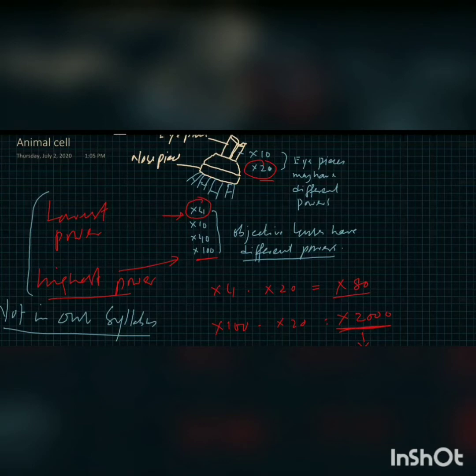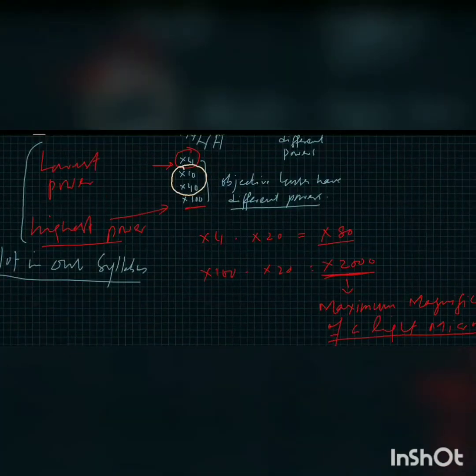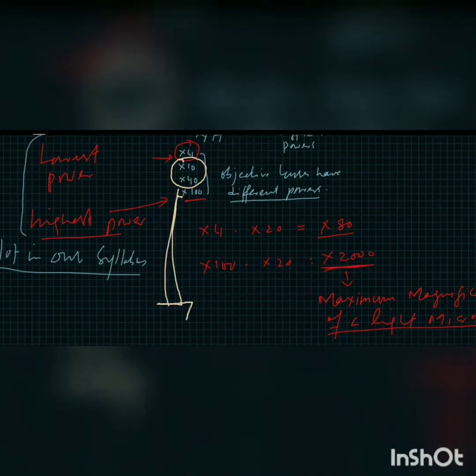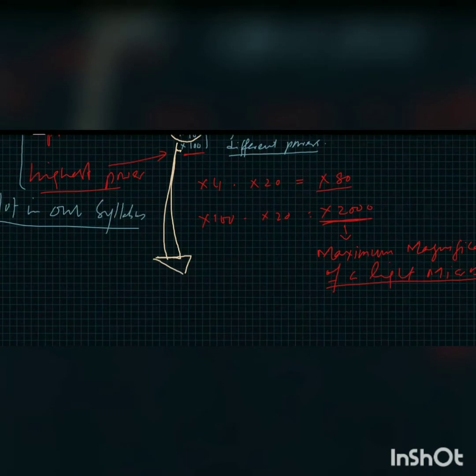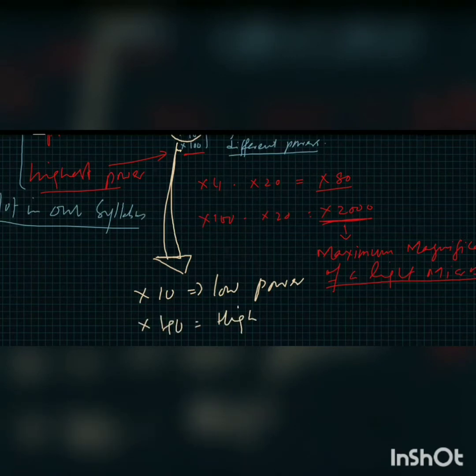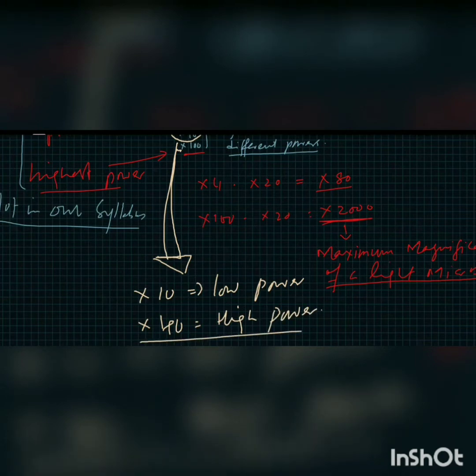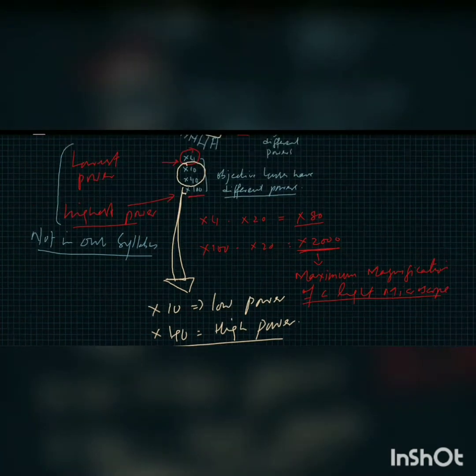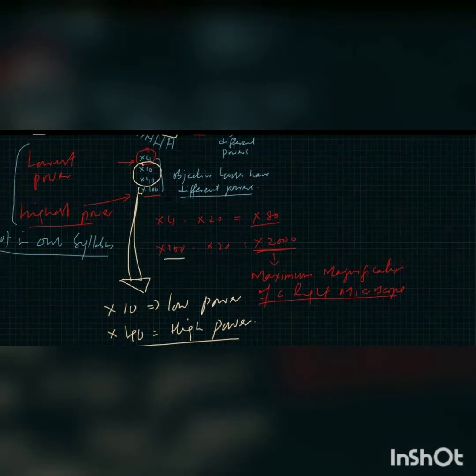Thank you. Now, these two are in our syllabus. Of these, X10 we call low power, and X40 we call high power. Okay. However, you will see the animal cell diagrams that have been seen at the maximum power of a light microscope, at 2000 times.